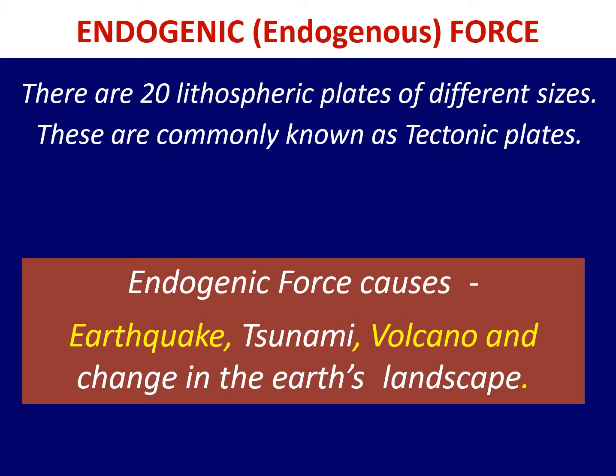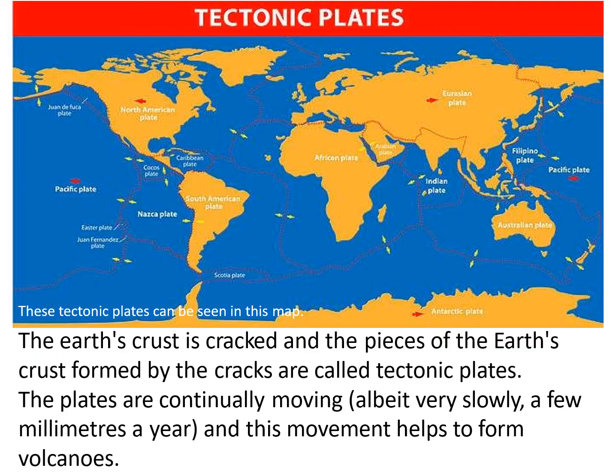Now, there are 20 lithospheric plates. This is general information. There are 20 lithospheric plates of different sizes, and they are commonly also known as the tectonic plates. Because of the endogenic forces, sudden movement, earthquake, tsunami, volcano occur on the Earth's surface. This I have already told you. The crust is cracked, and the pieces of the earth are formed by the cracks of the tectonic plates, and as they move, this helps to form various structures.